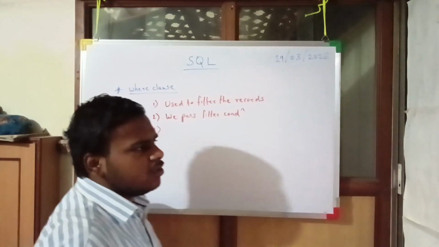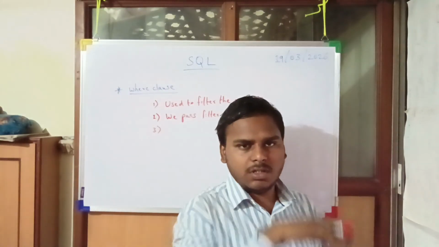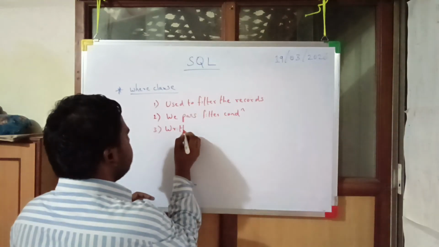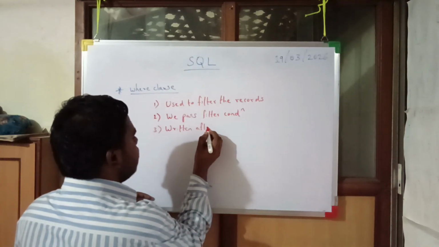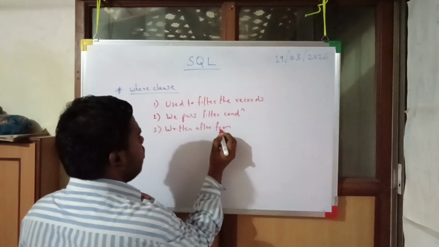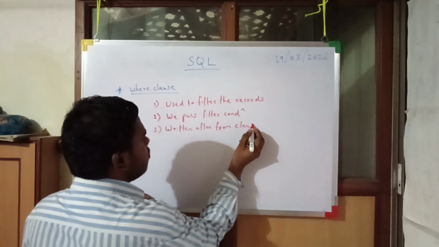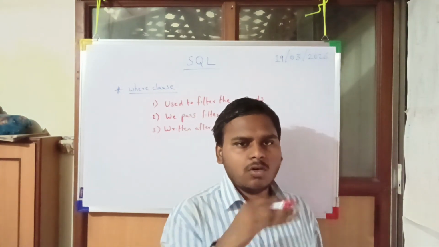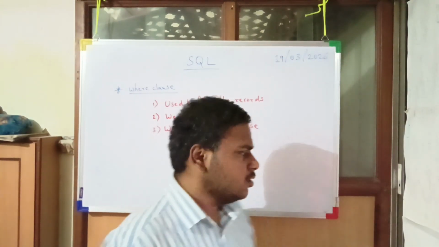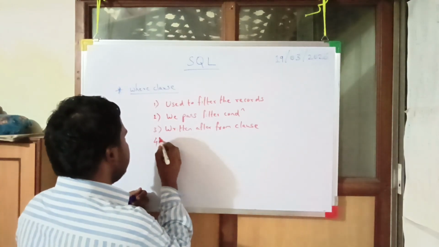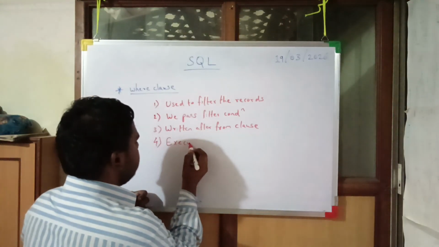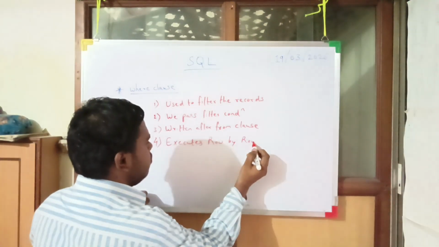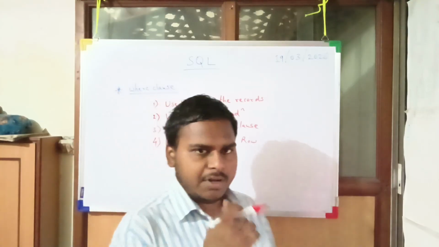The where clause is written after which clause? It is written after the from clause. Now the condition which we are passing is checked row by row. Every record it will check, so I can say it executes row by row. This is one more point.